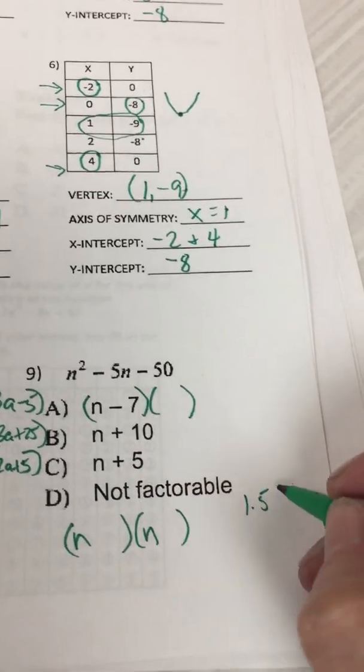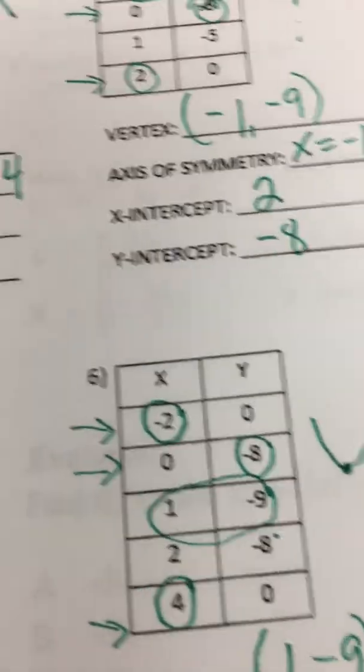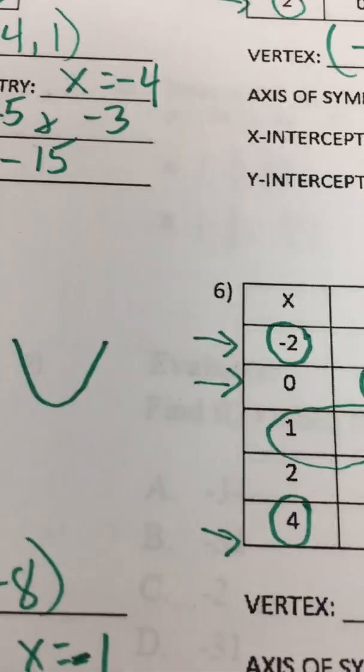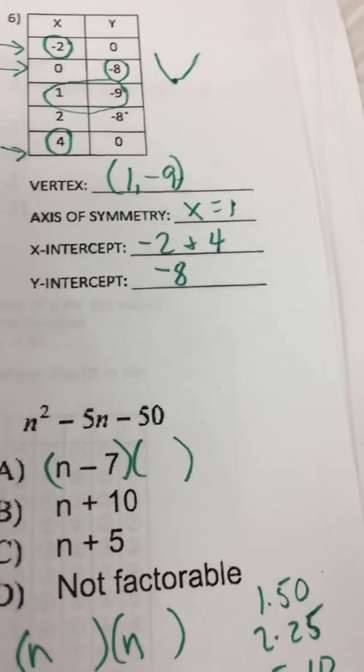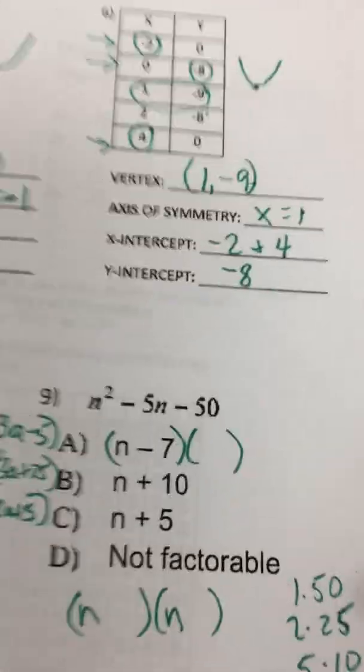So 1 times 50, 2 times 25. Oops, I'm going to have to write this down and hold the paper. 3 won't go evenly. 4 won't go evenly. 5 times 10. 6 won't go evenly. 7 won't go evenly. 8 won't go evenly. 9 won't go evenly. And 10 is it. So it's one of these three.